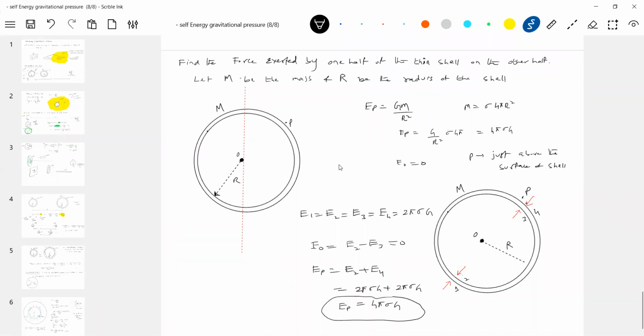What is the field strength at point P? Just outside, just above the surface at point P, E2 and E4 will undergo superposition. We are getting the field. Okay, got this. So now, let's get into the problem here. What is the force exerted by one half on the other half? For that, what I do is I'll take out a small elemental area.